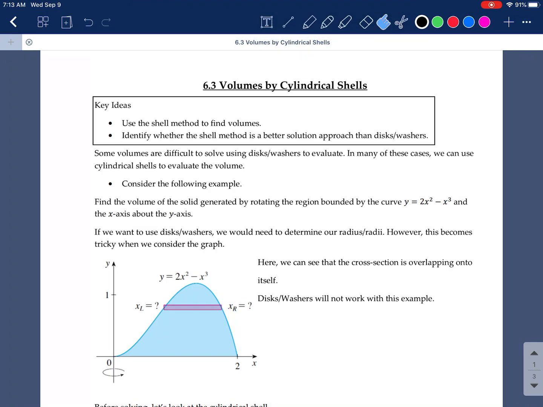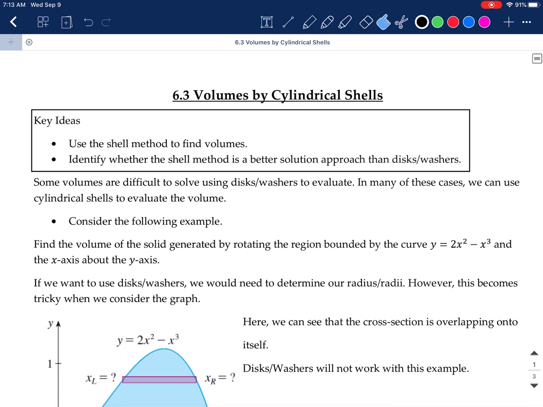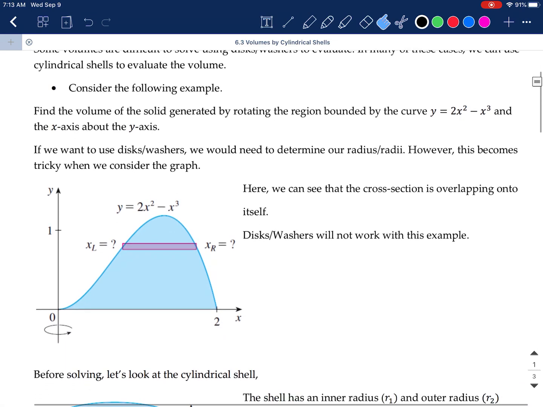Welcome back, everyone. So we're in 6.3, volumes of cylindrical shells. This is an alternative method to doing discs or washers when we have a curve whose region is a little bit tricky to work out with discs or washers. So we've got our first example down below here.